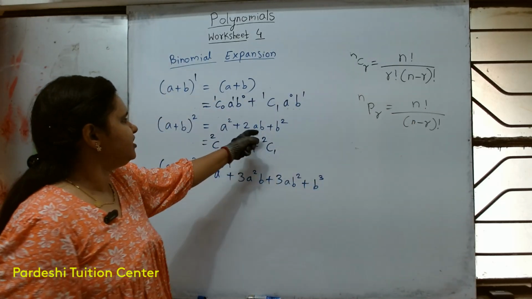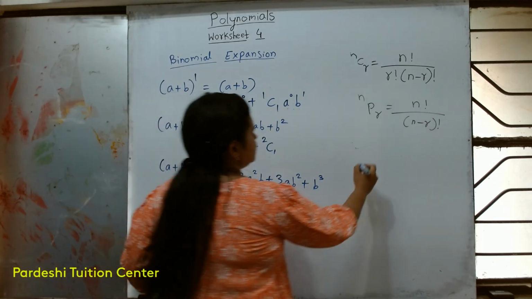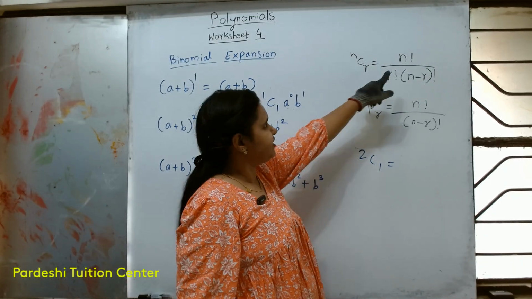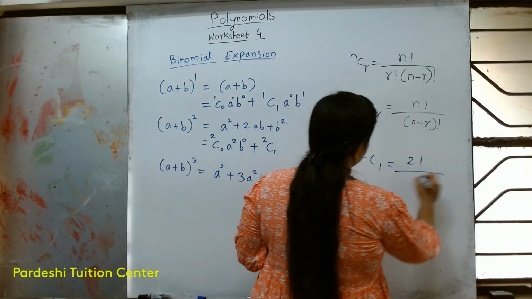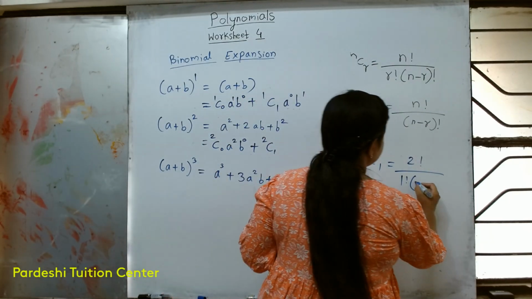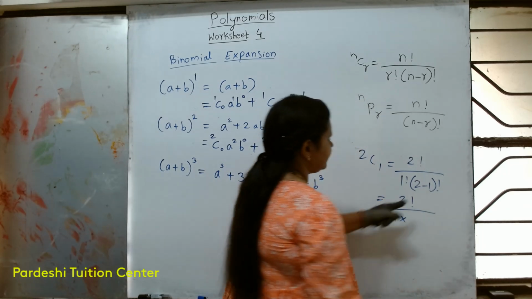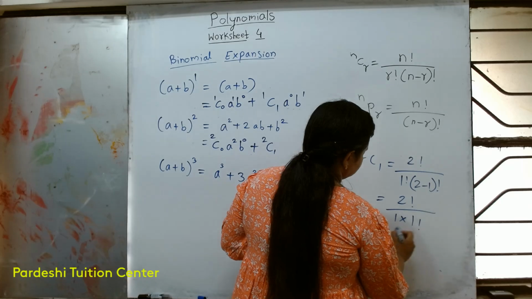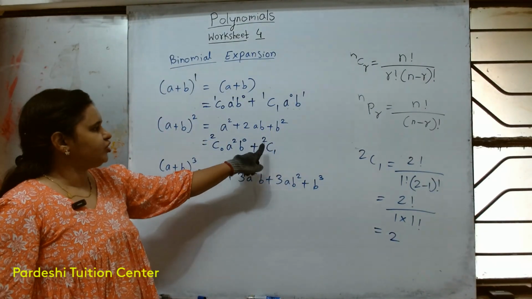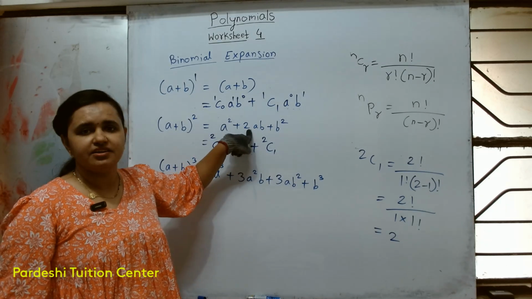Now, in the second term, the coefficient is 2. Let us check if 2c1 is coming as 2. If I put it in that formula, it is n factorial, again 2 factorial upon r factorial, r is 1, so 1 factorial, n minus r means 2 minus 1. So again 2 factorial upon 1 factorial is 1, 2 minus 1 means 1 factorial. 2 factorial means 2 into 1, that is 2. So the answer is coming as 2. For 2c1 the answer is 2 and the coefficient here is also 2. Okay, we have just checked.